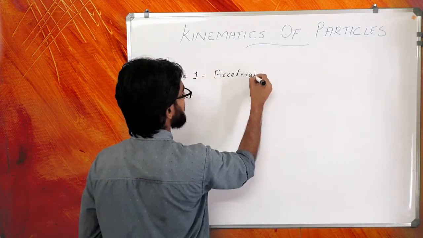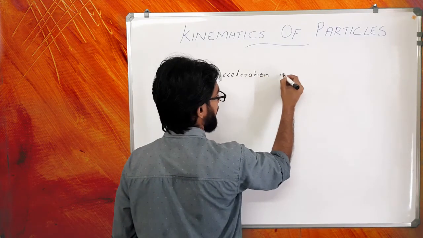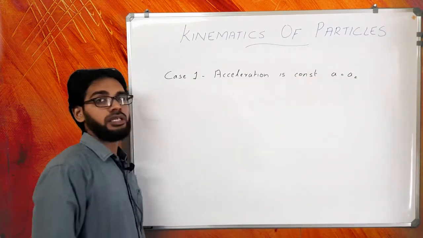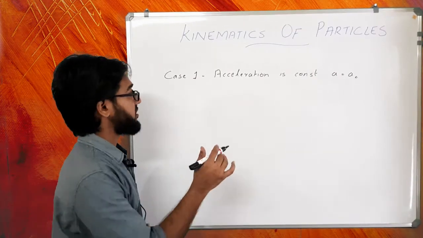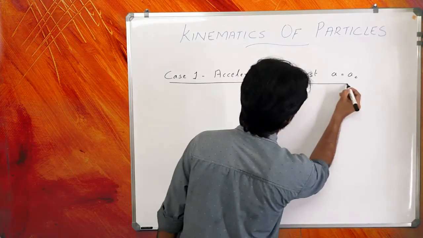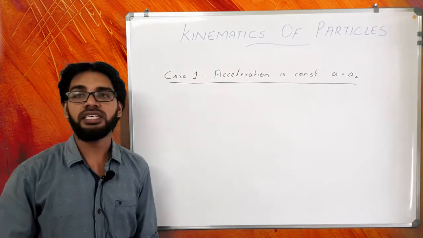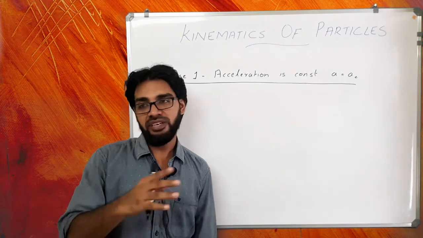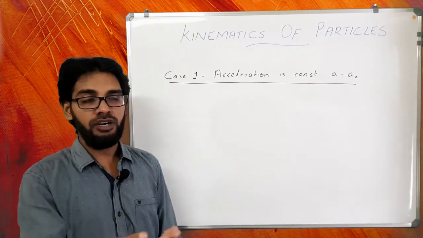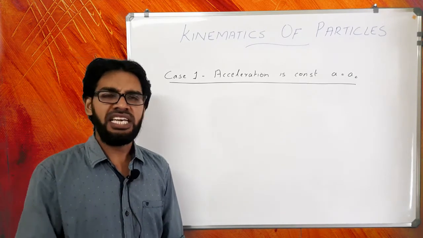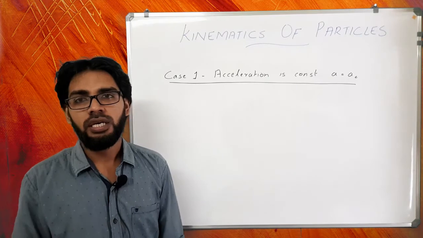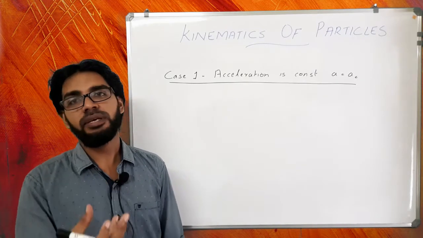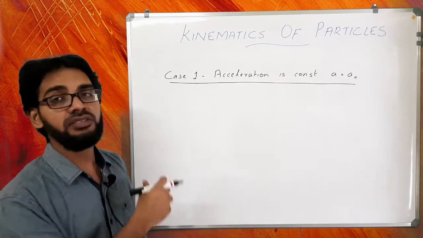Acceleration is constant, or A equals AC. It's a constant value. Now, the best example for this case is the acceleration due to gravity, which can be assumed to be a constant value if we neglect the aerodynamic drag offered by the wind or the air and the changes in the value of g with altitude. For example, if you are dropping a dense object at a small height, then this can be considered a case where the acceleration is constant.